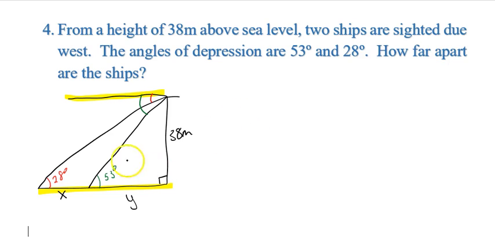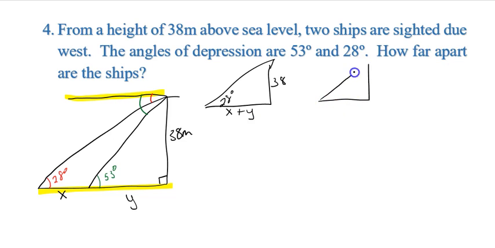If you're one of those people that has trouble seeing these two triangles separately, then draw them separately. Draw yourself a 28, 38, and x plus y triangle, and a 53, y, and 38 triangle. You can keep it like this if you can see it, or you can separate it. But again, with that 28, you got to remember that that side is not x. It actually goes all the way over to the cliff, so it's x plus y.